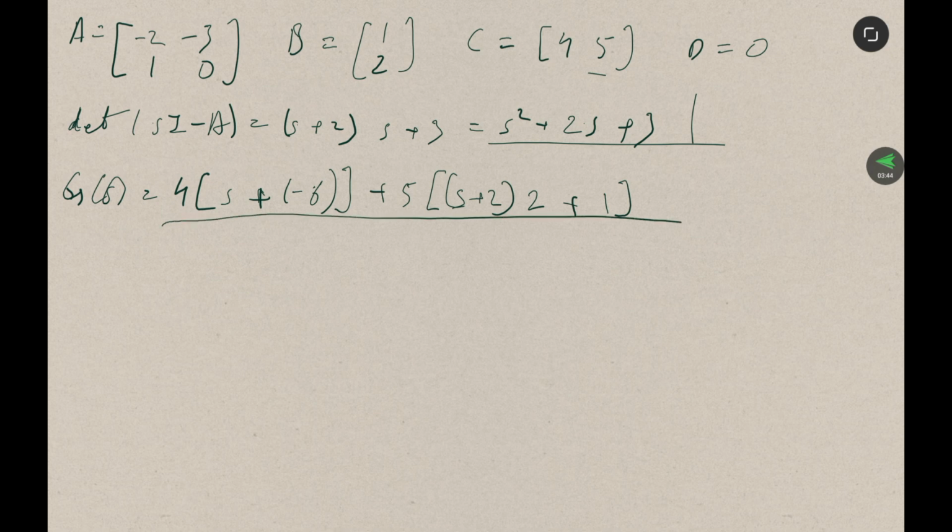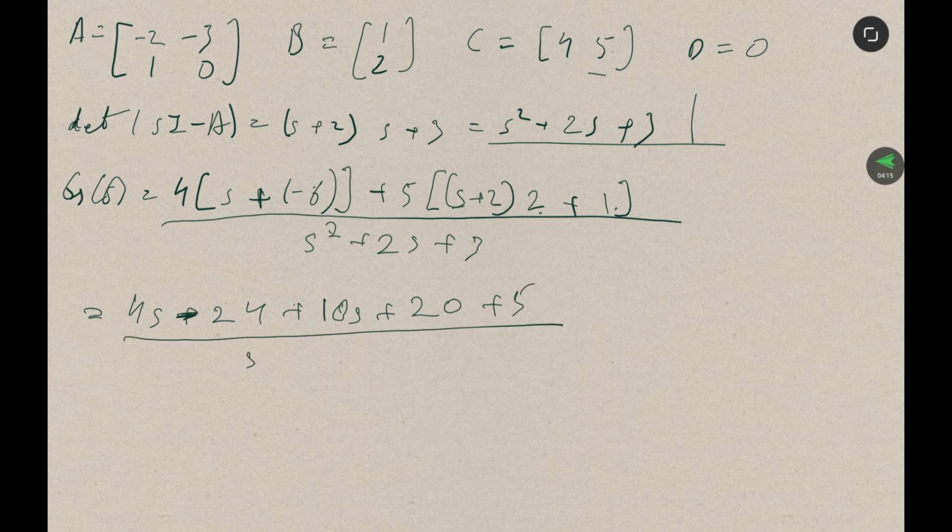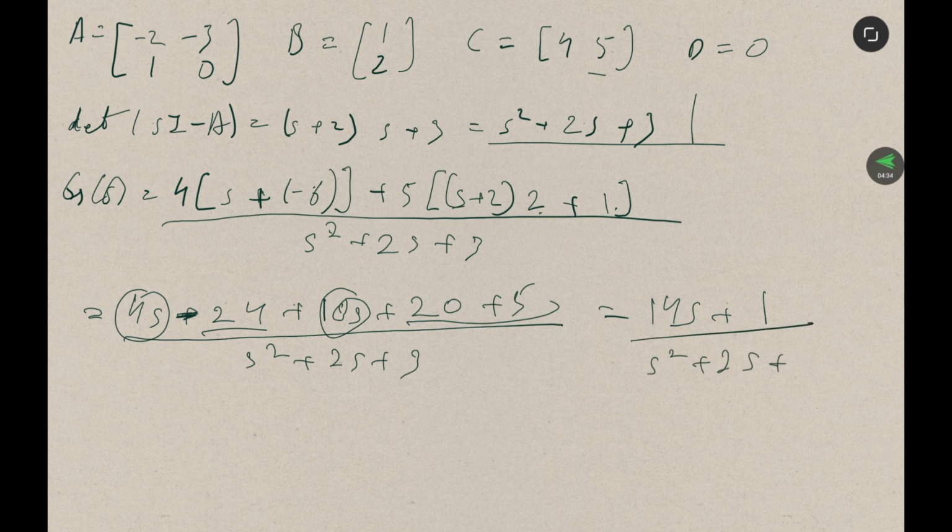So let's put this denominator here, s squared plus 2s plus 3, and let's write this down here like 4s, no, it is negative 24, and this is 2 times 5 is 10, that is equal to 10s, and that is 2, that is 20, and this is 5 times 1 is 5, and in the denominator that is s squared plus 2s plus 3. So again this 10s plus 4s is 14s, and this 25 minus 24 is just 1, divided by s squared plus 2s plus 3, and that's the final answer of our question.